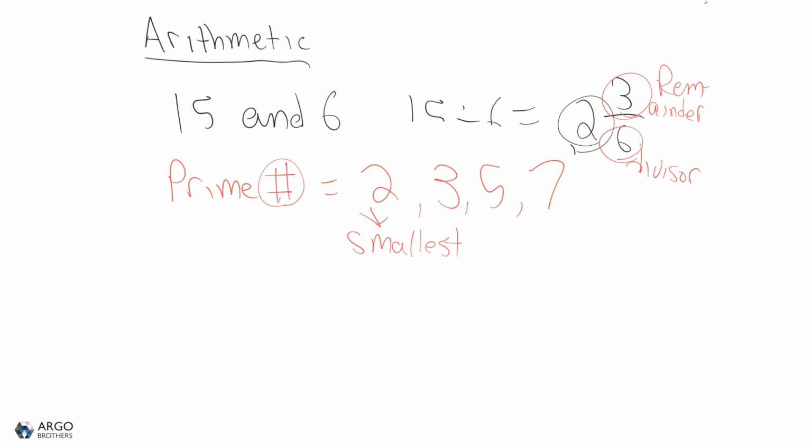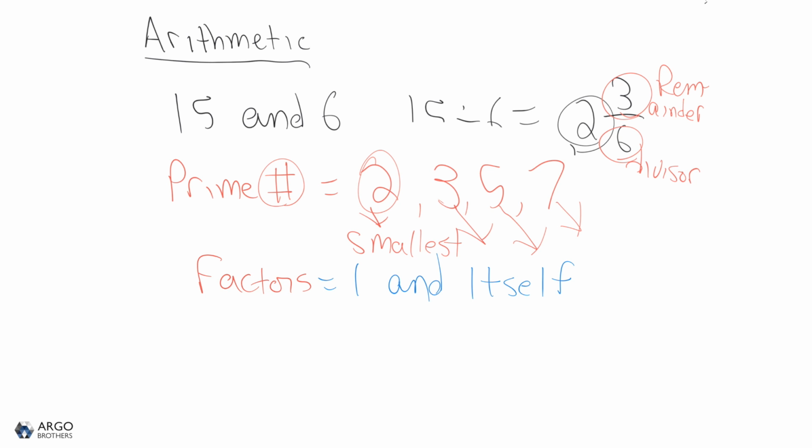Let's see if we can find a pattern. The only divisors of 2, or the only factors of 2, are 1 and 2. The only factors of 3 are 1 and 3. The only factors of 5 are 1 and 5, and the same thing for 7. So a prime number is a number where the factors are only 1 and itself. So the factors of a prime number should only include 1 and the actual number itself. I'll write it as itself.